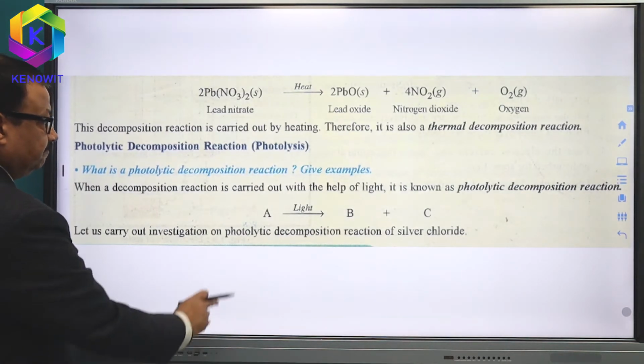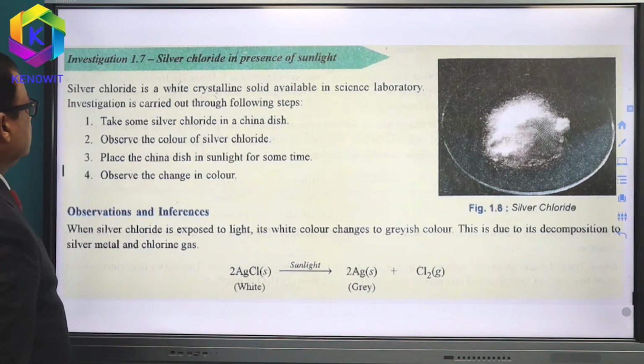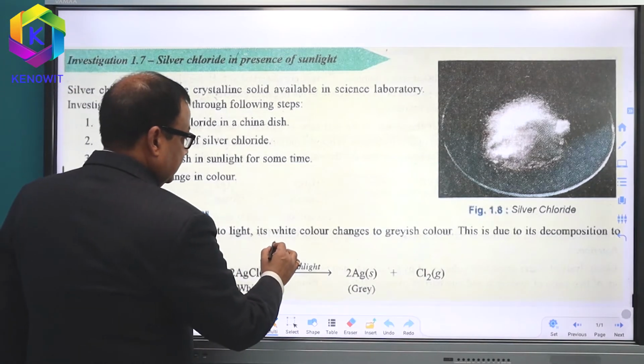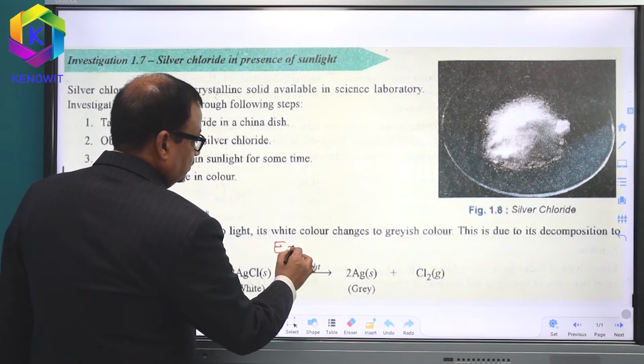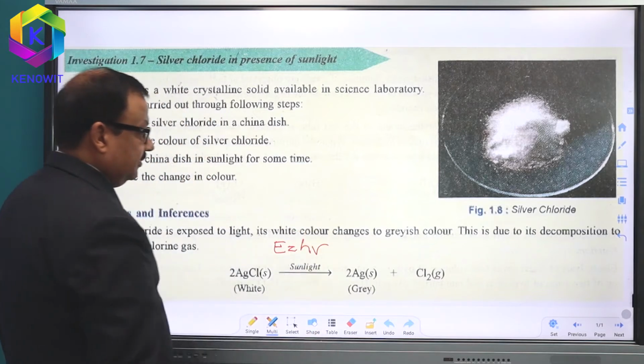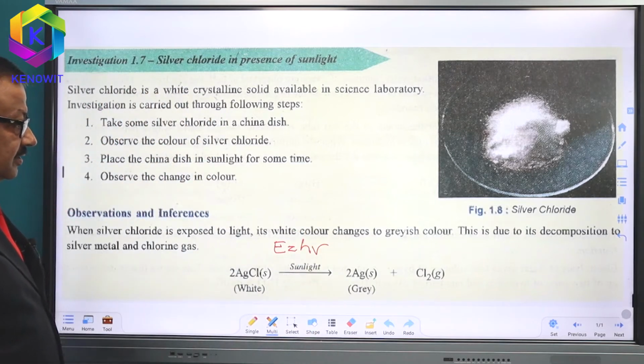For example, silver chloride is a white crystalline solid. So take some silver chloride in a china dish. Observe the color of silver chloride, that is white in color. Place the china dish in sunlight for some time. This sunlight is basically energy E equals h nu, where nu is the frequency of radiation. So this is the energy of sunlight.